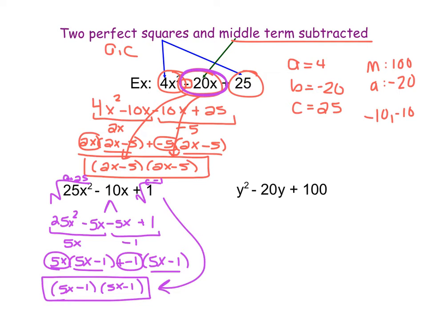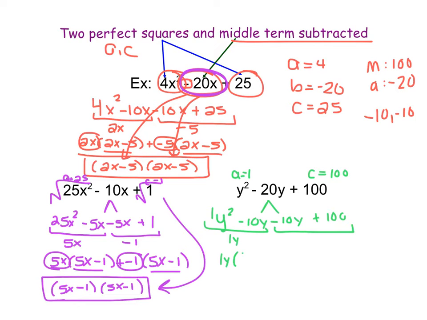All right, and final problem here. We have an a value equal to 1. We have a c value equal to 100. Those are both perfect squares, so I can split my middle term. I then look at them in pairs. So here, this first one, I'll factor out a 1y. So I have 1y minus 10.